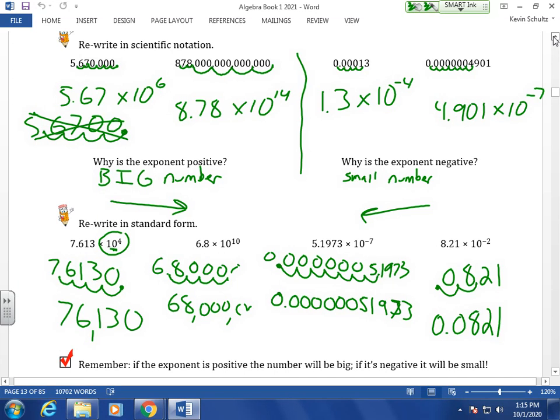Yes? What would happen if you had a negative one or a positive one? Would it only move once? A negative, like negative 8.21 times 10 to the negative? No, like 10 to the first power, 10 to the negative first power. 10 to the negative first would just be dividing by 10 once.